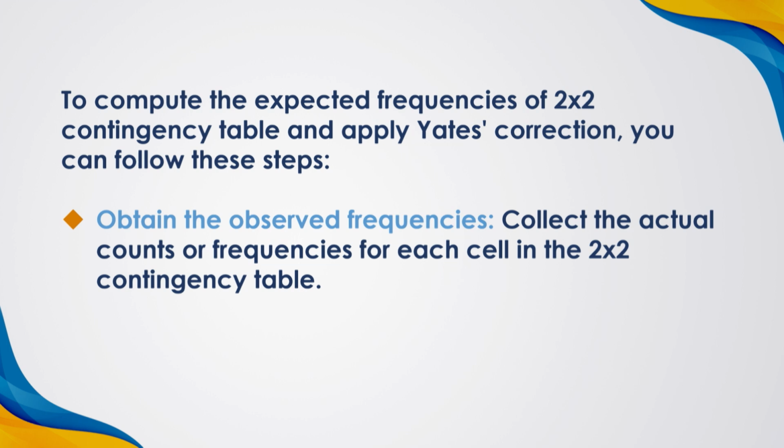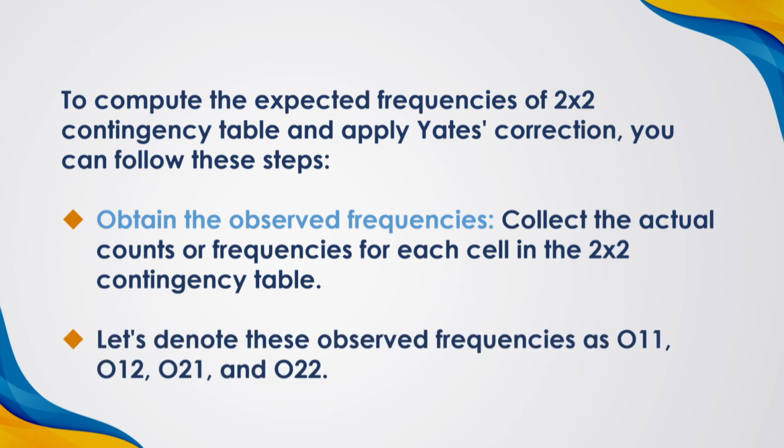First, you have to obtain the observed frequencies. Collect the actual counts or frequencies for each cell in the 2x2 contingency table. Let us denote these observed frequencies as O11, O12, O21 and O22. As you know, it is a 2x2 contingency table, which means you will have 4 different cells. So, the 4 different cells are written as O11, O12, O21 and O22. That is, first row first column, first row second column, second row first column and second row second column. These are all observed frequencies.